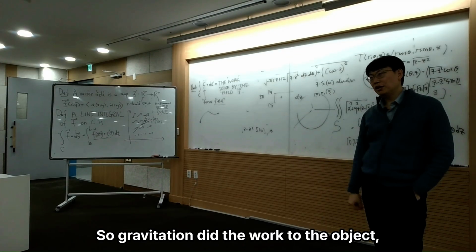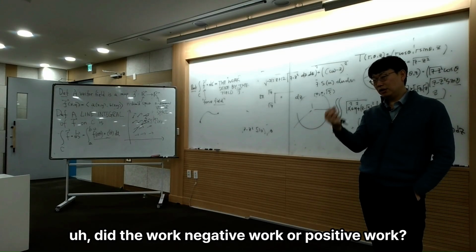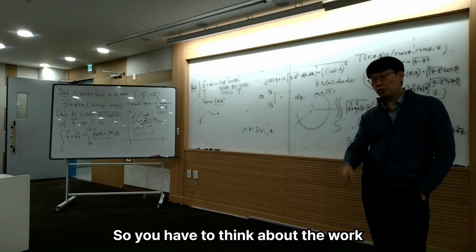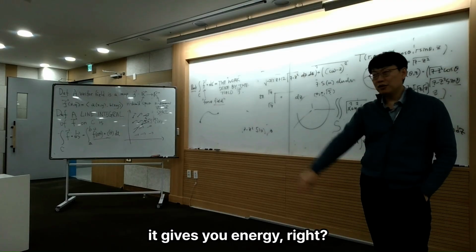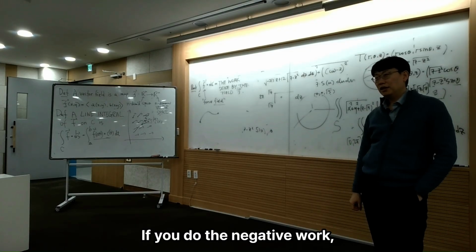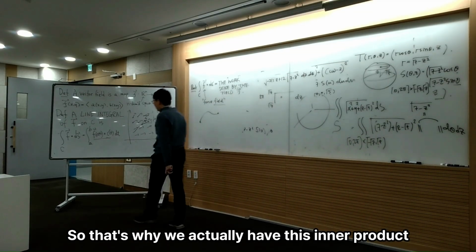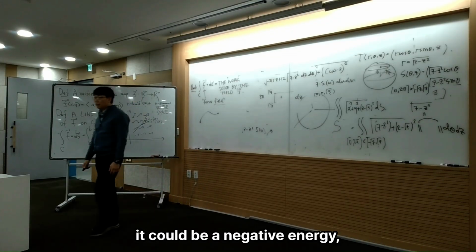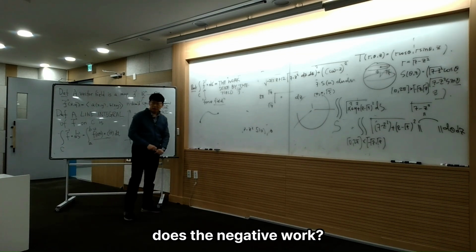So gravitation did work to the object, and was it negative work or positive work? You have to think about work not always being an absolute value. Work can be negative. If you do positive work, it gives energy, right? If you do negative work, it loses energy. That's why we have this inner product. When I say the work done by the field F, it could be negative work. So when does it do negative work?